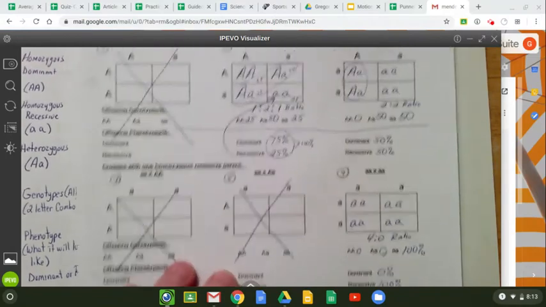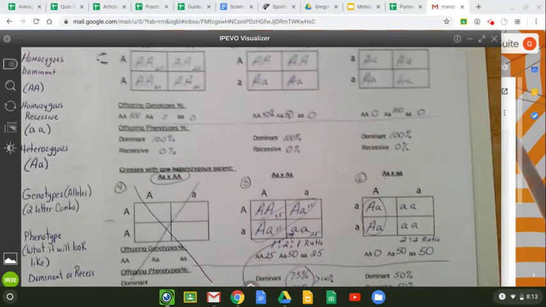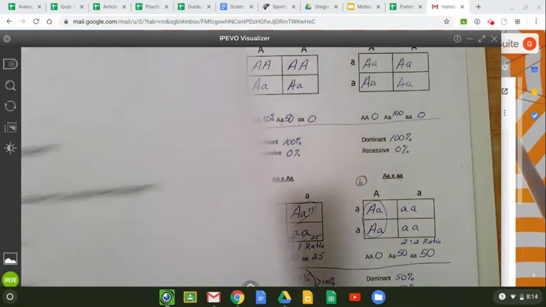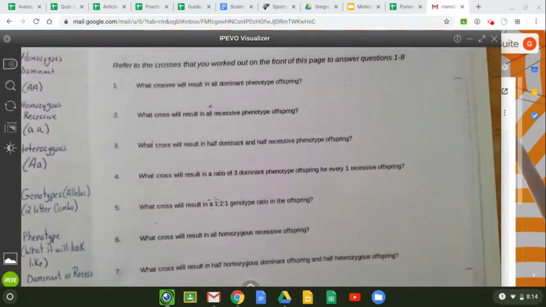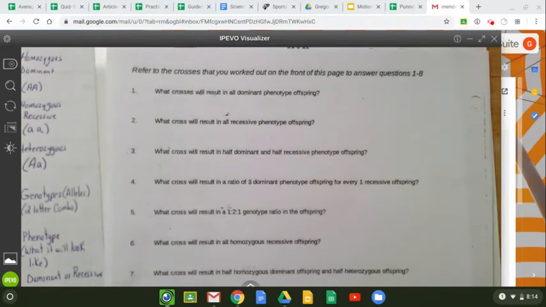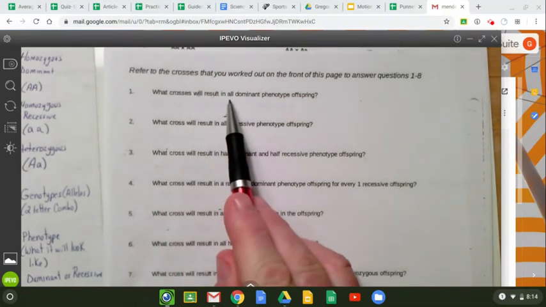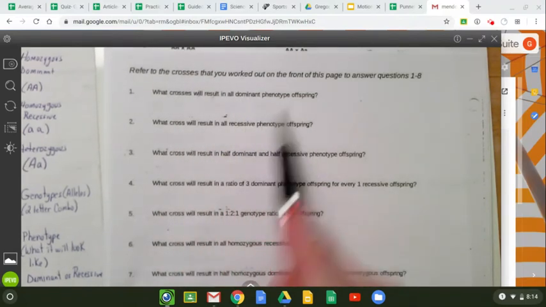Now what I'm going to do is I'm going to put this copy in Google Classroom as a reference because you will be asked to go over or to look at these squares and answer a few questions. Some of the questions that you will be asked in reference to this document that we just did is, for example, what crosses will result in all dominant phenotype?